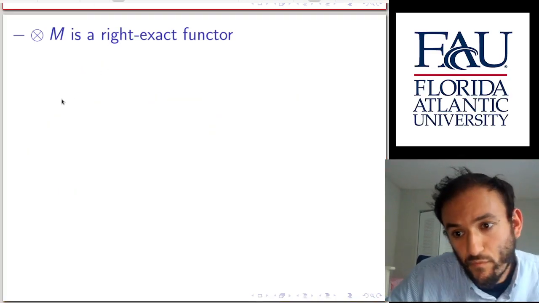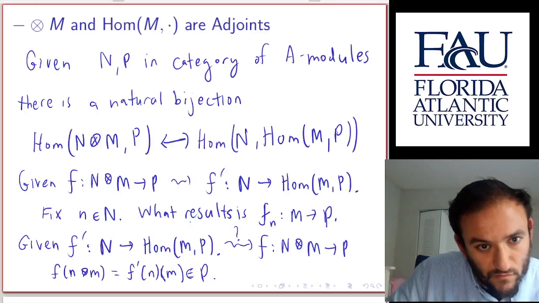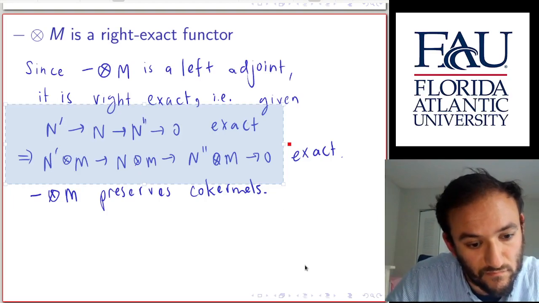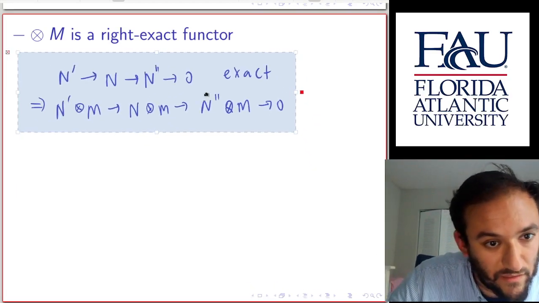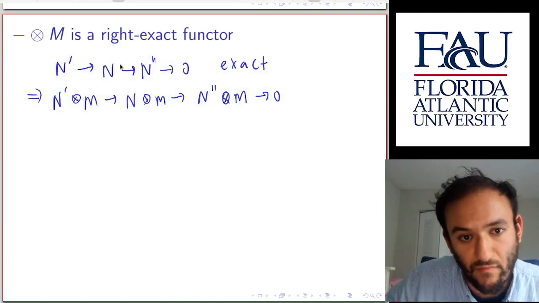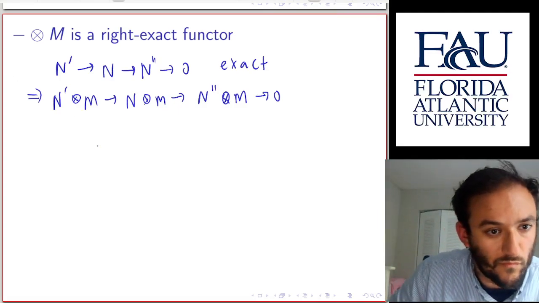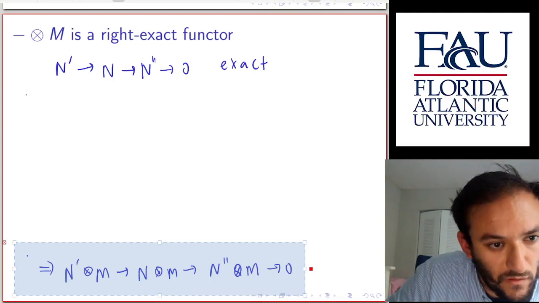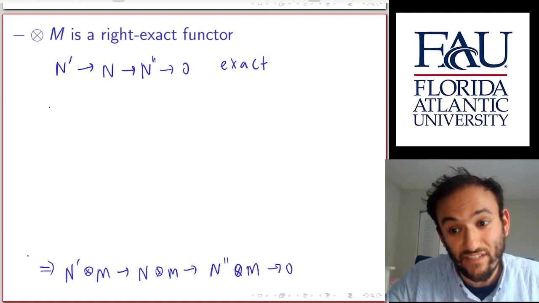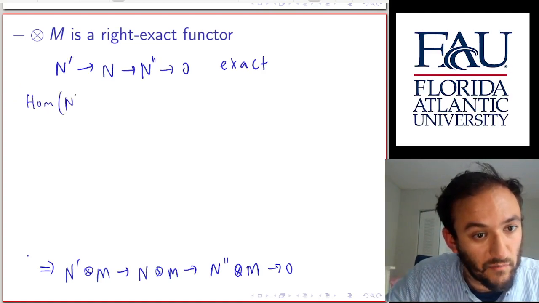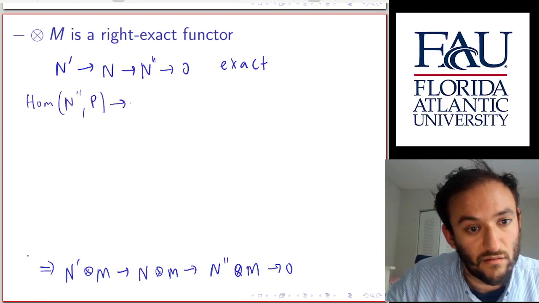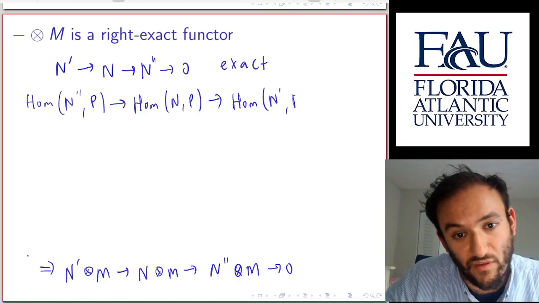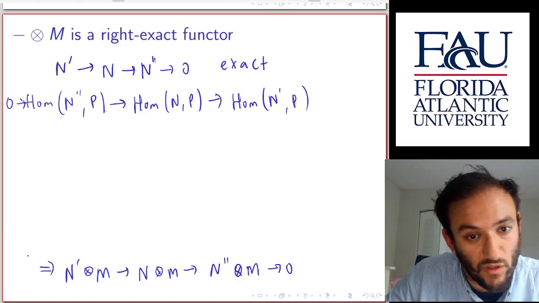In terms of proving this property, if we start with n prime mapping to n double prime mapping to 0 being exact, so if we start with this top sequence exact, well then by left exactness of Hom, I can write 0 to Hom of n double prime p to Hom of n p to Hom of n prime p. So this will also be exact.